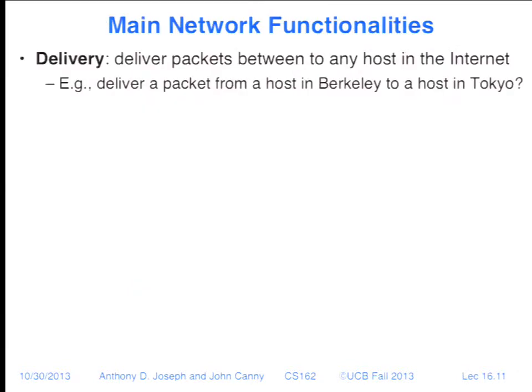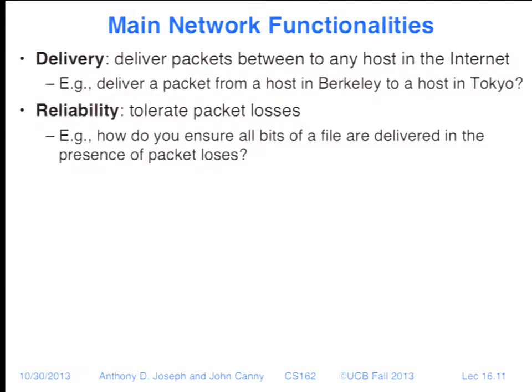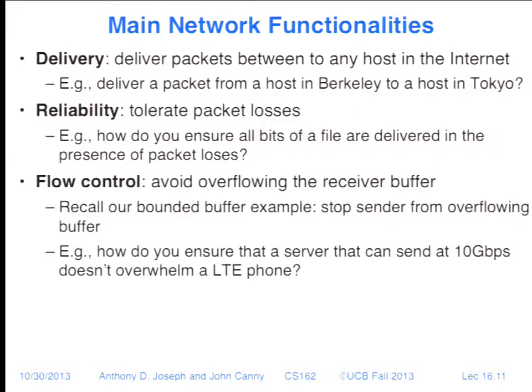The most important thing about the network is that it delivers the packets, hopefully reasonably quickly. If you want to deliver a packet, say from Berkeley to somewhere in Tokyo, you have a number of issues. The first one is reliability. There are many routers along that path. As you go higher in the network topology, there's more traffic and more congestion. So there's a good chance of packet loss somewhere, collision between packets. And so you want to have a reliability layer as well.